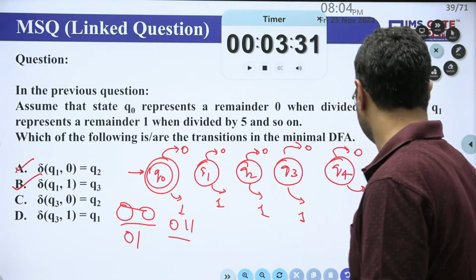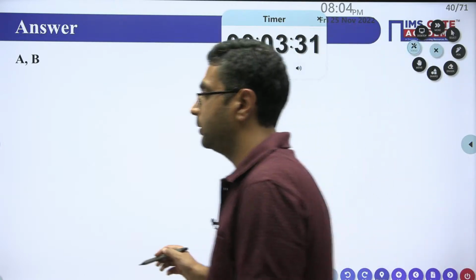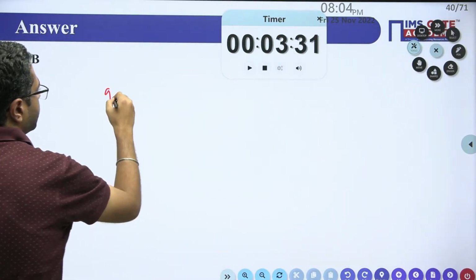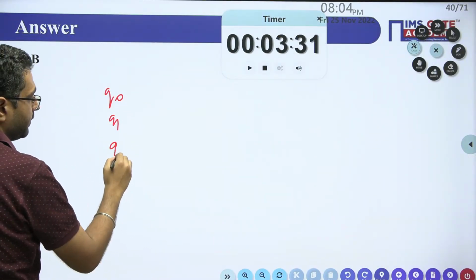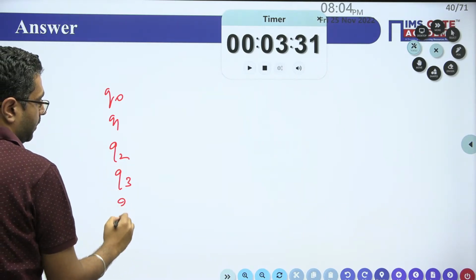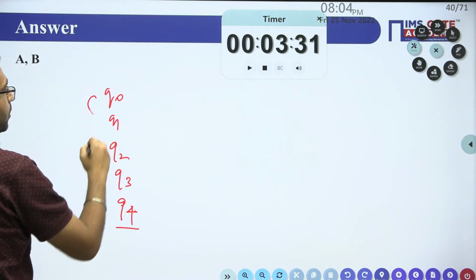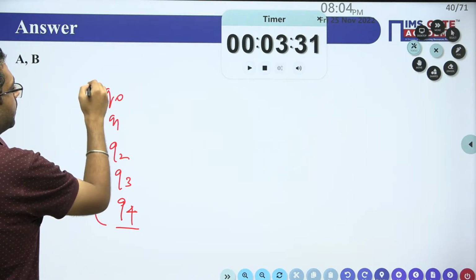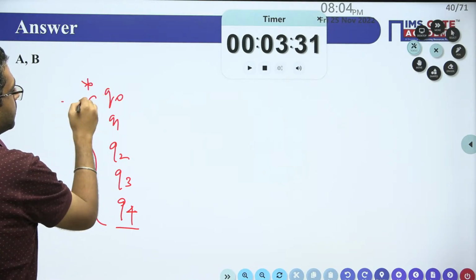What you are going to do is, you know the number of states are 5, and you will directly draw the transition table. The states are Q0, Q1, Q2, Q3, Q4, where Q0 is my final state and also the initial state.